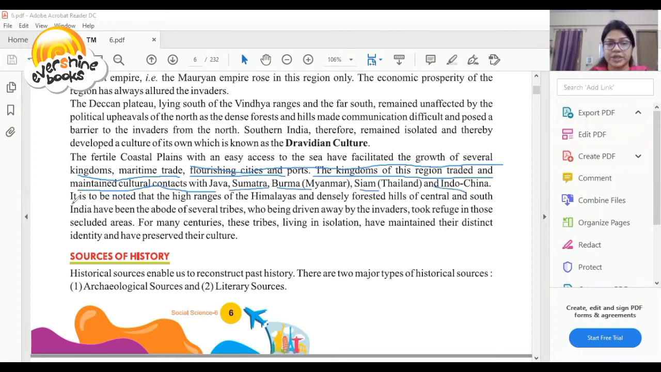and Indochina. It is to be noted that the high range of the Himalayas and the densely forested hills of central and south India have been the abode of several tribes who, being driven away by the invaders, took refuge in those secluded areas. For many centuries, these tribes living in isolation have maintained their distinct identity and have preserved their culture. So, these are for fertile coastal plains. So, dear student, let's move ahead with the sources of history.